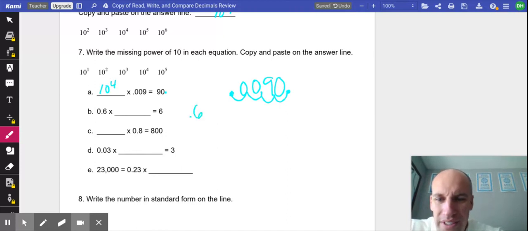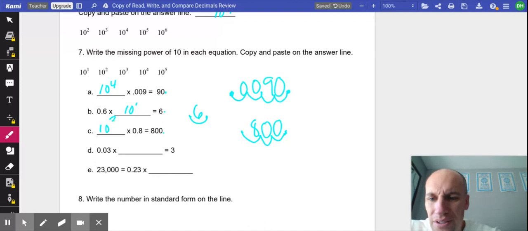Next one, 0.6, and I need to end at 6. So it's 1: 10 to the 1st, or 10. I need to start at 0.8 and end at 800. So I'm going to put my 800 up there. I need to move it 1, 2, 3 times, so 10 to the 3rd.